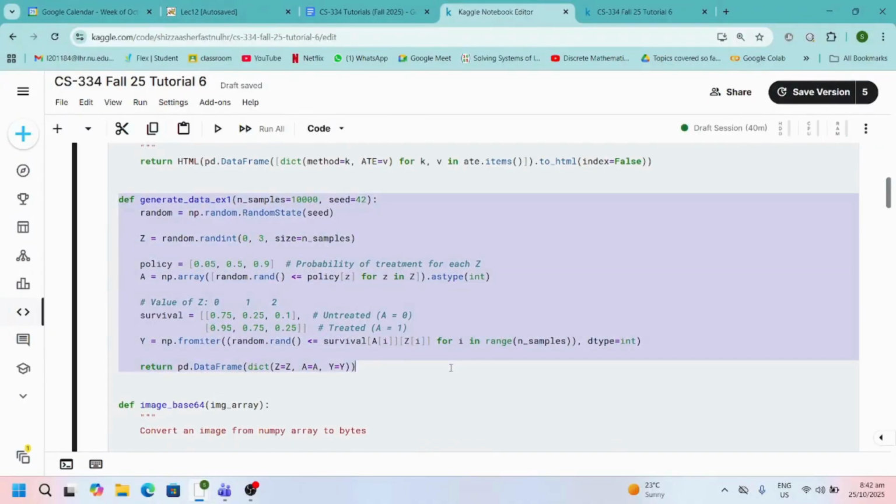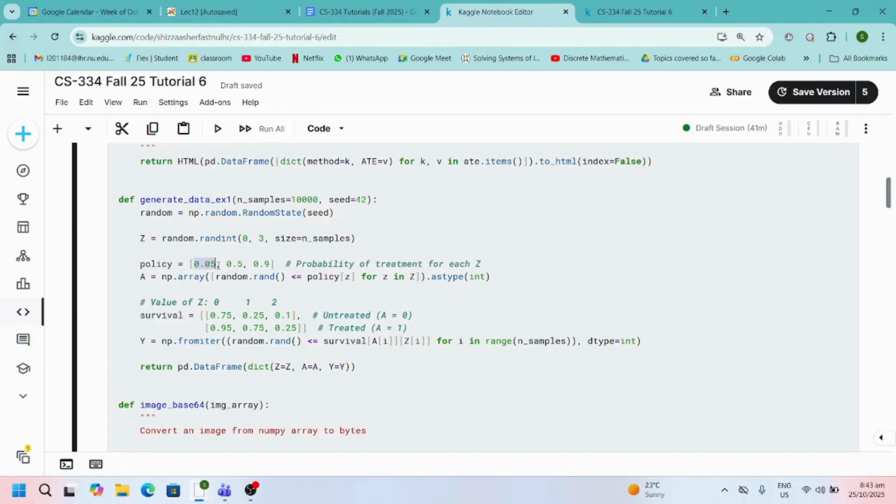This is how you are generating data. Now let's look at this. We generated a random integer for Z between 0 and 3, so only 0, 1 or 2 will be generated. This is the number of samples that I'm generating. So clearly nothing else is impacting Z. Z is completely random. And then I have a policy, where I am specifying the probability of treatment for each Z. So I want you to really focus on this.